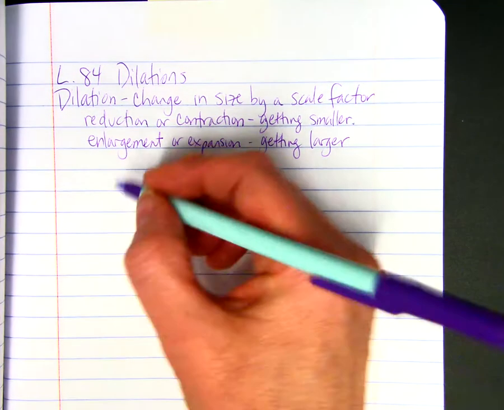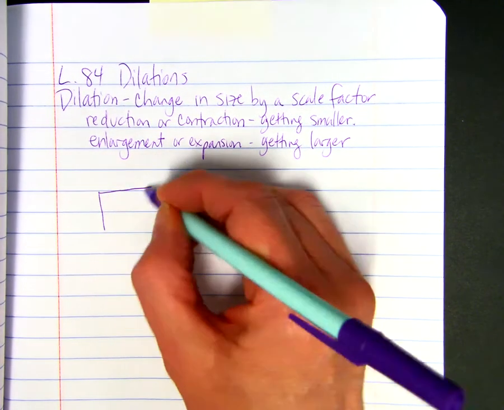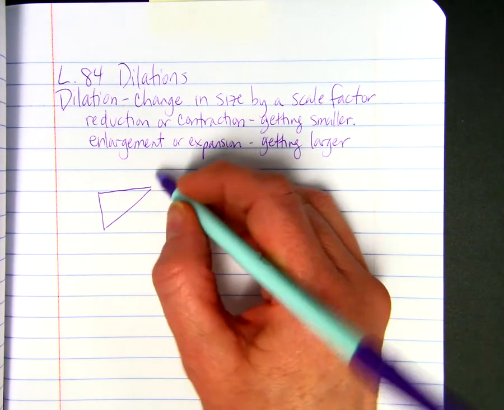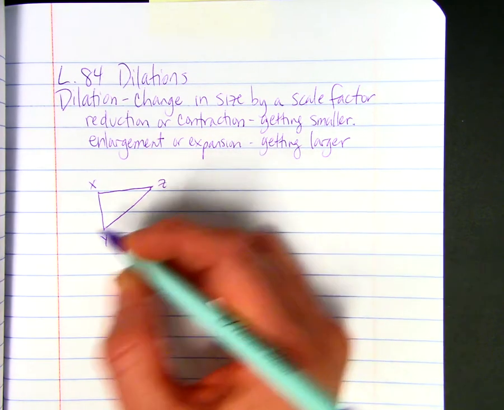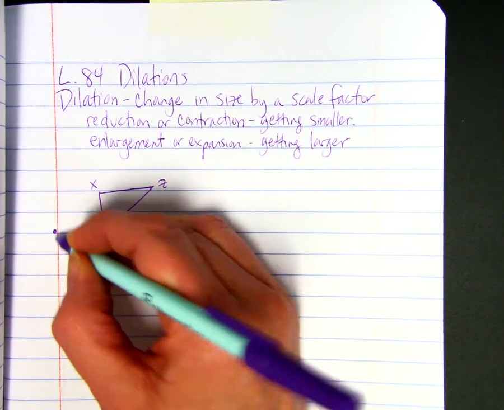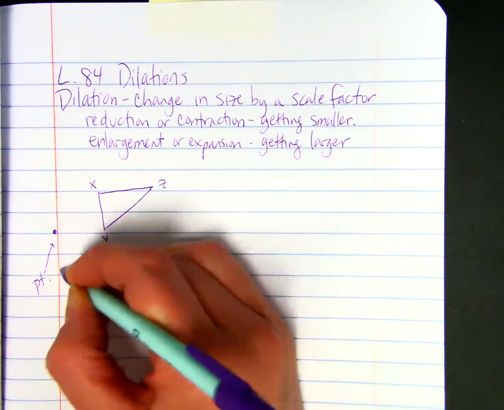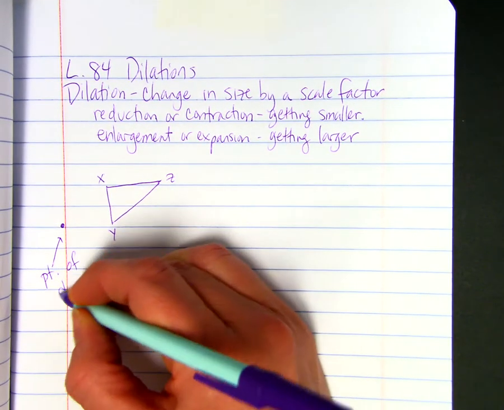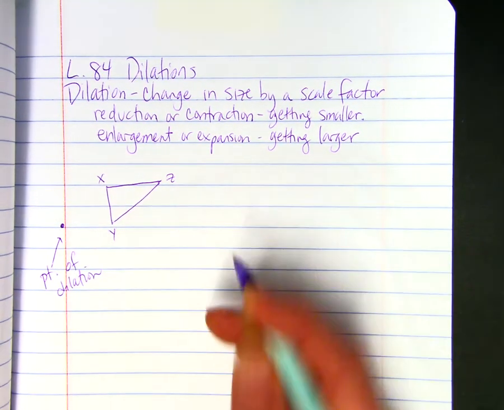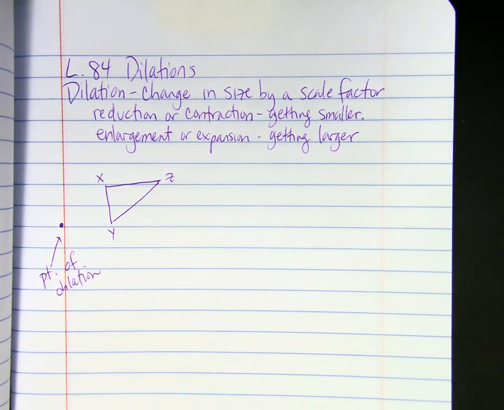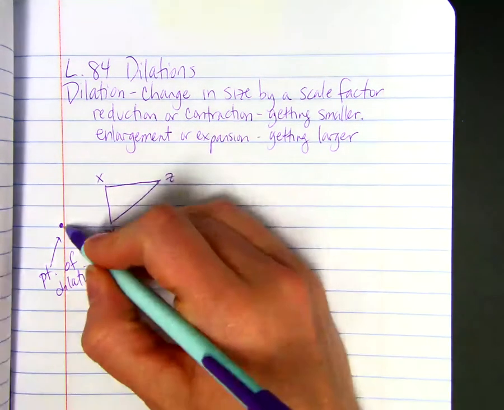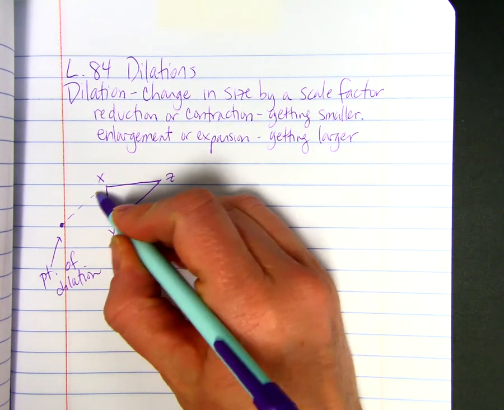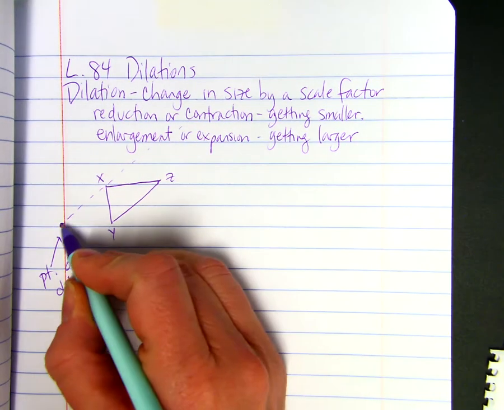So if you have a figure, say a triangle X, Y, Z, and a point of dilation, this is called a point of dilation. What you can do with the point of dilation is you just draw dotted lines through every vertex from the point of dilation.